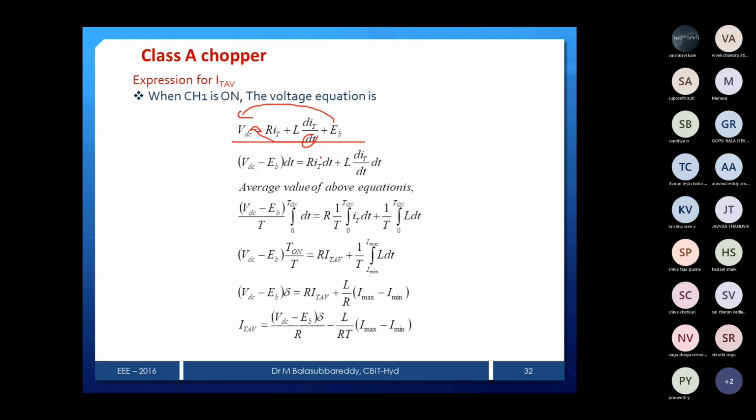Then what will happen? You can see now I want to integrate. Why do I want to integrate? To get the average. What is the interval now? You can see that in this chopper case, 0 to T on is your interval.